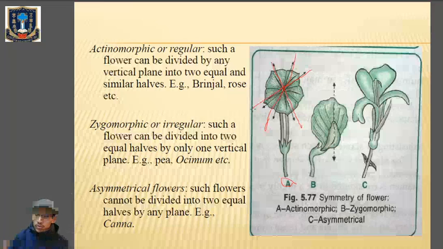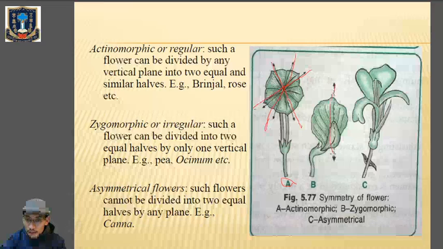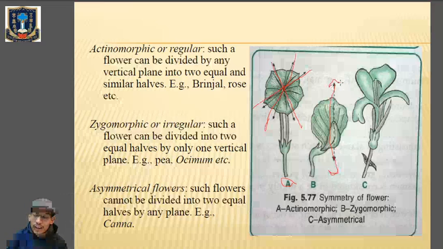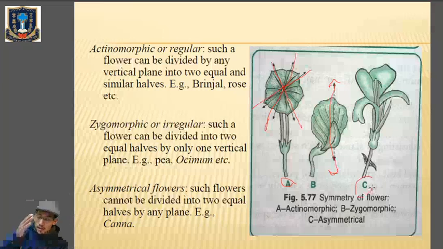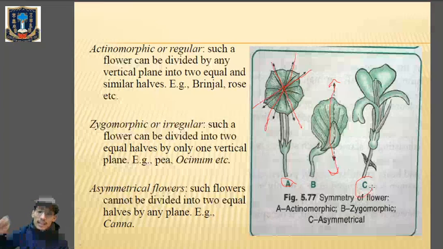Example is brinjal, rose. Let's go to the next one, zygomorphic or irregular flower. Such a flower can be divided into 2 equal halves by only one vertical plane. Okay, so from only one particular direction, the flower can be divided into 2 equal halves. So such flowers are called zygomorphic flowers or irregular flowers. Example is pea or Cassia. And third one is asymmetrical flowers. A means no. So such flowers cannot be divided into 2 equal halves from any plane or from any direction. So figure C is the asymmetrical flower.